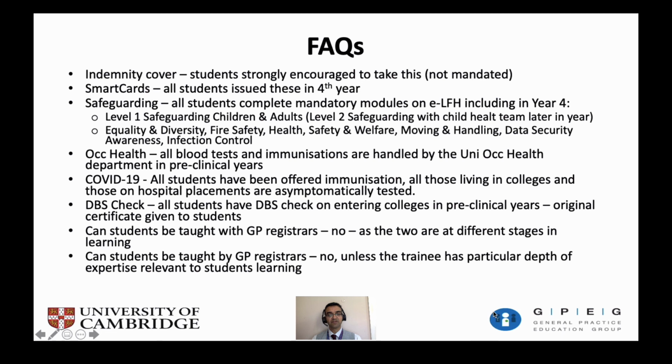Safeguarding: all students complete mandatory modules on e-learning for health, including in Year 4, Level 1 safeguarding for children and adults, and later on in the year, the Child Health team pick up Level 2 safeguarding for them. Equality and diversity training, fire safety, health safety and welfare, moving and handling, data security awareness and infection control are covered as well in the modules. From an occupational health perspective, all blood tests and immunisations are handled by the University Occupational Health Department in the preclinical years. For COVID-19, all students have been offered immunisations, and all those living in colleges and on hospital placements are asymptomatically tested. DBS checks: all students have DBS checks on entering colleges in the preclinical years, and the original certificate is given to the students.